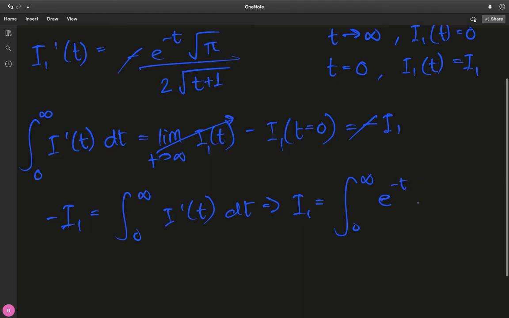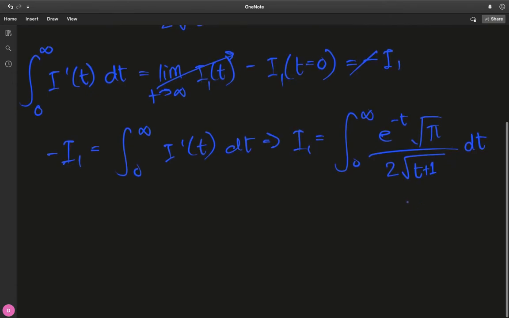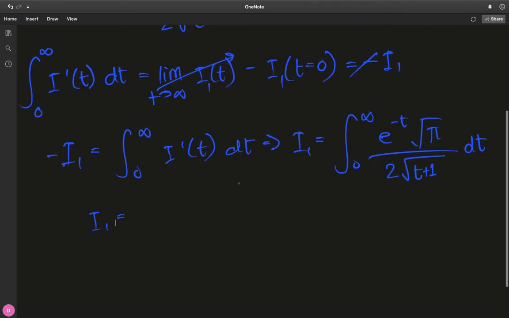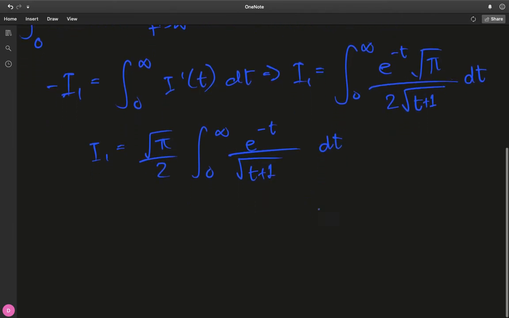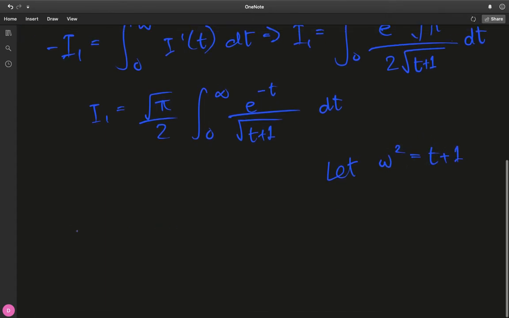E raised to minus t times square root of pi divided by 2 times square root of t plus 1 dt. It's an integral with respect to t. So let's pull out the constant. So square root of pi over 2 is a constant here. And we have the integral from 0 to infinity of e raised to negative t divided by square root of t plus 1 dt. And might I suggest a substitution? Let w squared equals t plus 1.